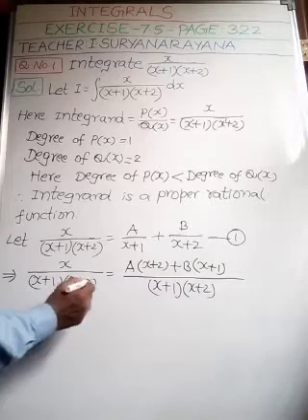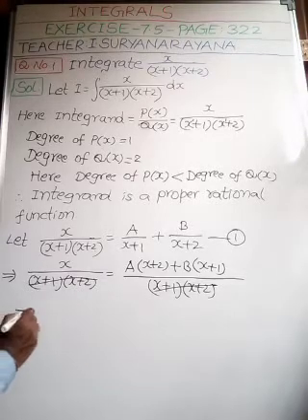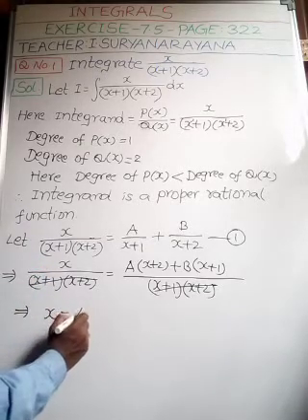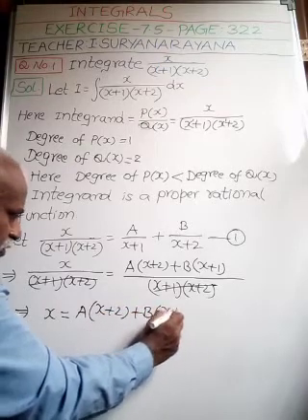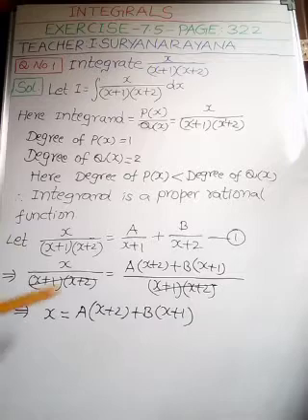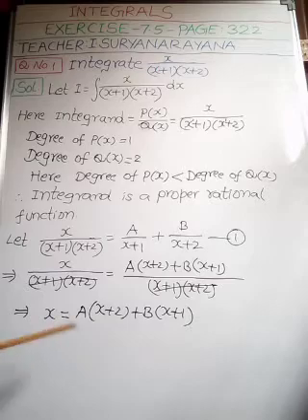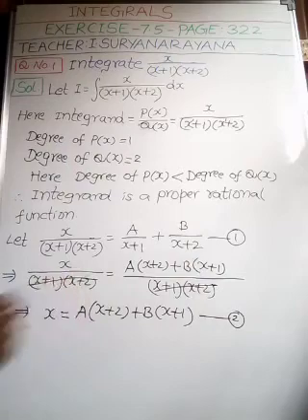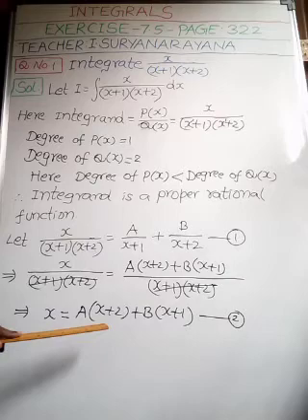Now on both sides, the denominator (x plus 1) into (x plus 2) gets cancelled. Understood this step? This implies x is equal to, what is left here? X is equal to a into (x plus 2) plus b into (x plus 1) is left in the RHS. Let us assume that this is equation 2. In this equation 2, we have to substitute values of x.